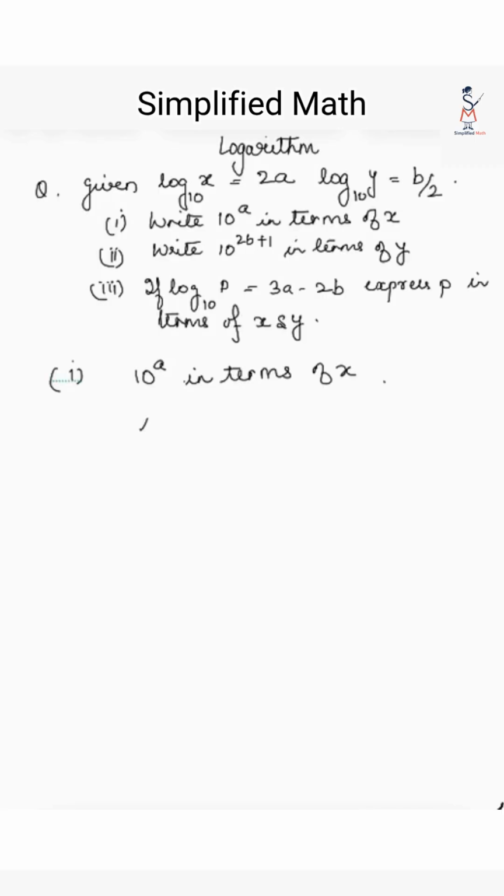Fine. So first we will take log x to the base 10 is equal to 2a, because we have to write 10 raised to the power a in terms of x. So now we will change this log into exponential form. How do we change the log into exponential form? If it is log a to the base b is equal to y, then this becomes b, the base remains the same, the power is the answer, that is b raised to the power y is equal to a.